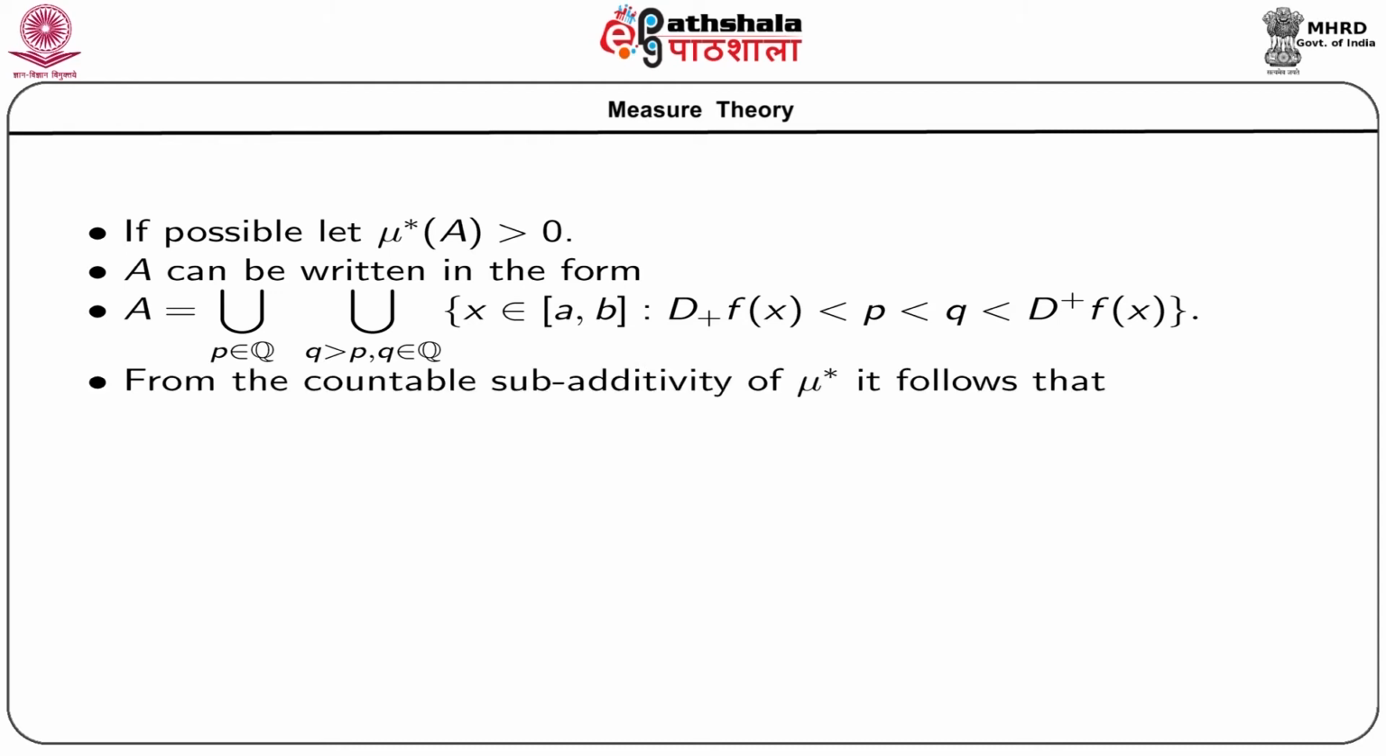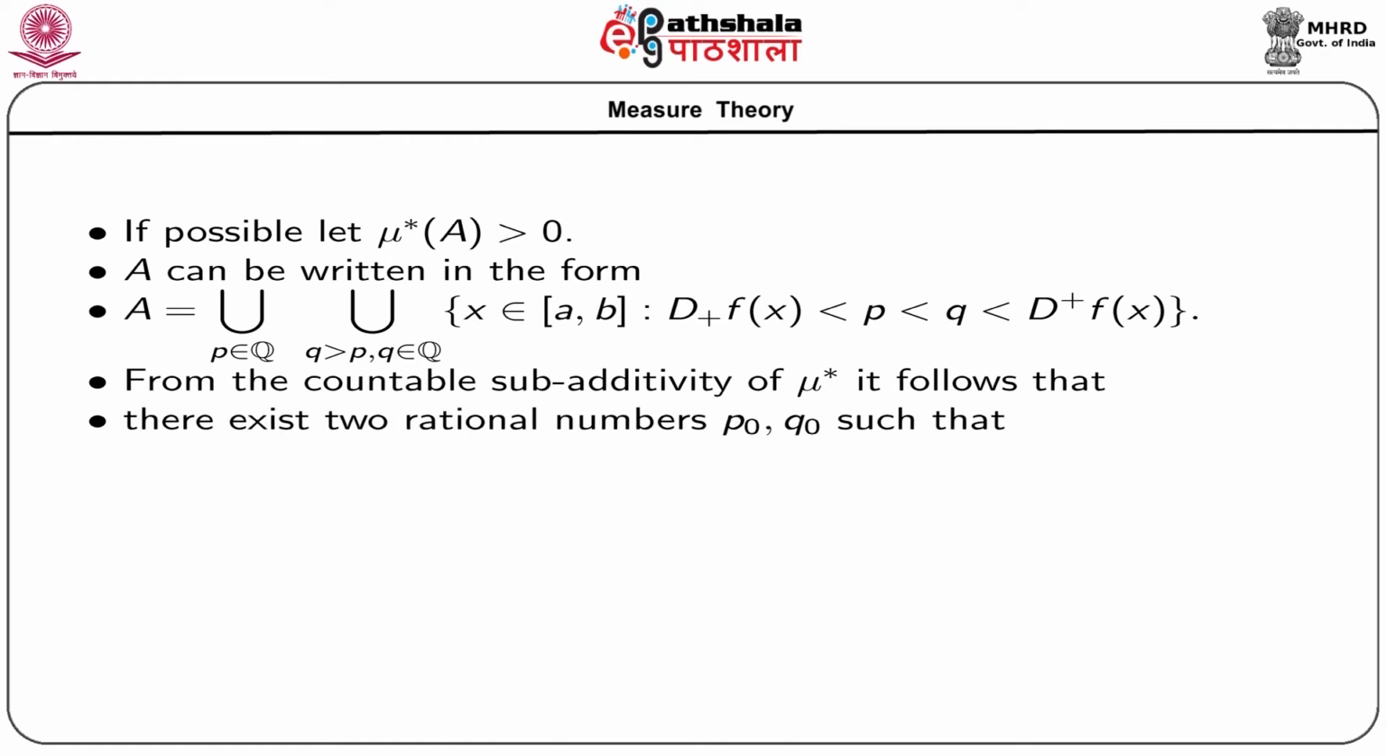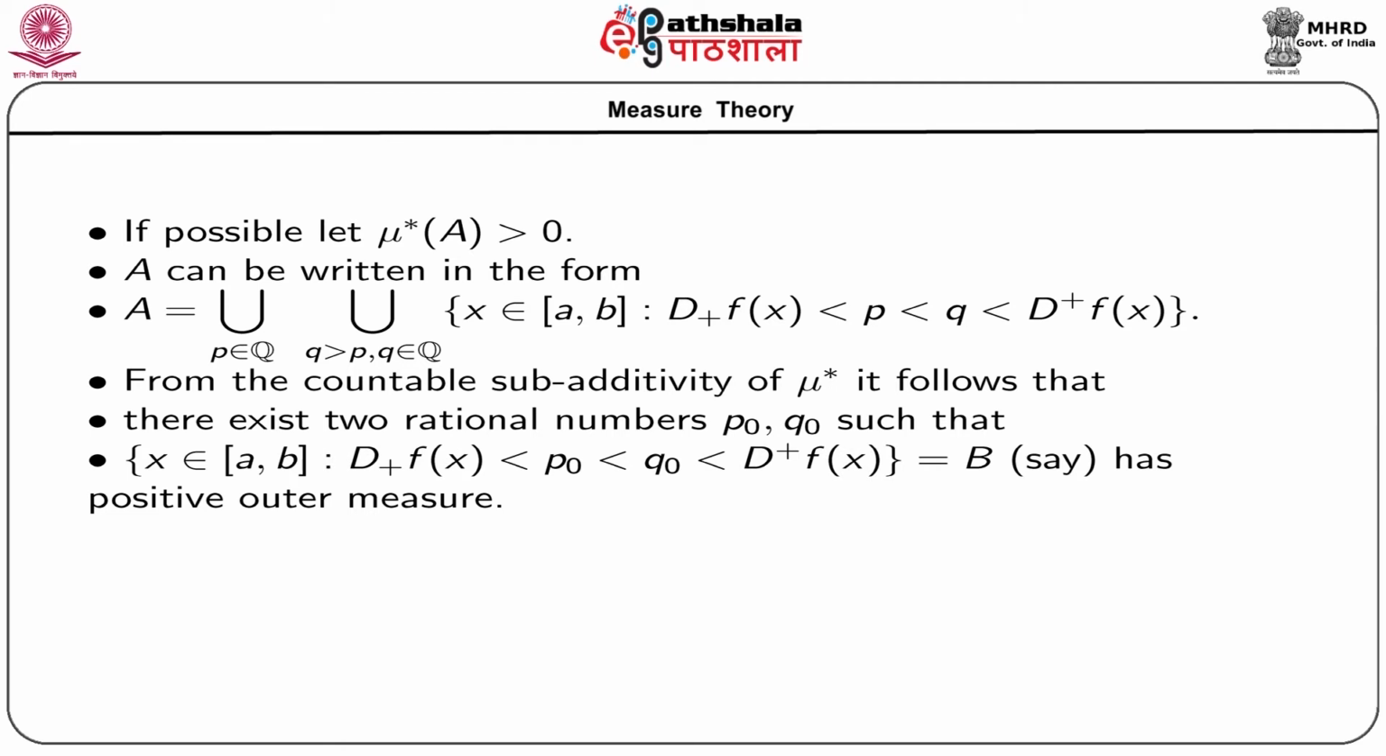So, from the countable subadditivity of the Lebesgue outer measure mu star, it follows that there exist two rational numbers p0, q0 such that, from the above formulation of the set capital A, we have mu star of A is less than or equal to the sum of the measures of all the sets of the form x belonging to the closed interval [a, b], where D lower plus f(x) is less than p less than q less than D upper plus f(x).